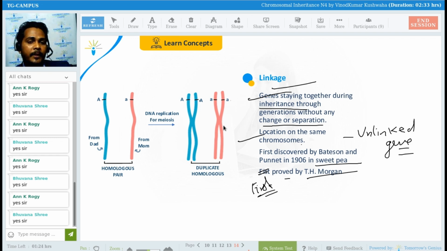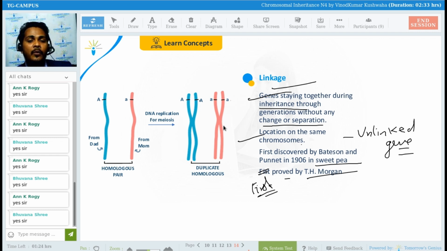So actually, Bateson and Punnett discovered linkage in sweet peas, or Lathyrus odoratus, which is a kind of sweet pea. However, it was Morgan, in the year 1910, who clearly proved and defined linkage on the basis of his breeding experiment on the fruit fly, Drosophila melanogaster.